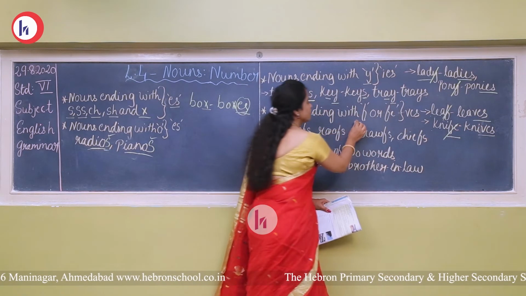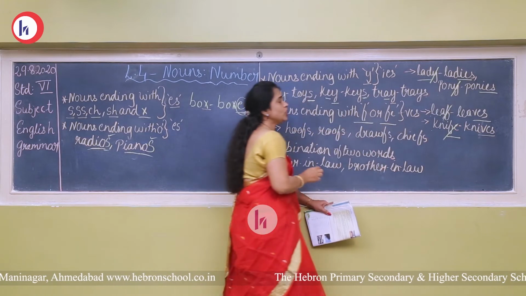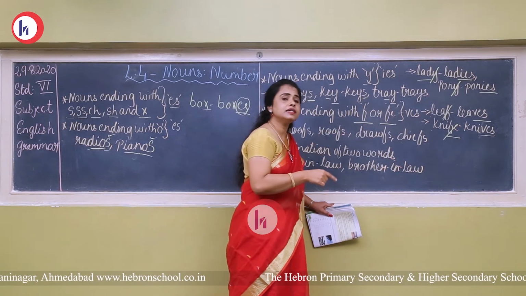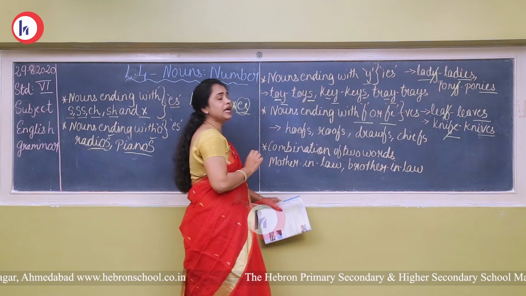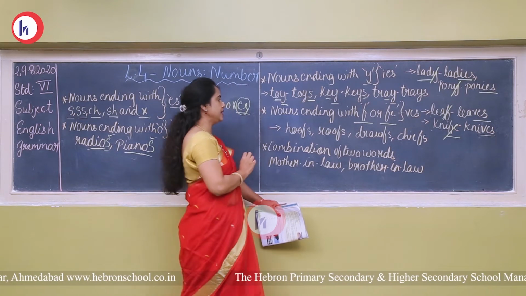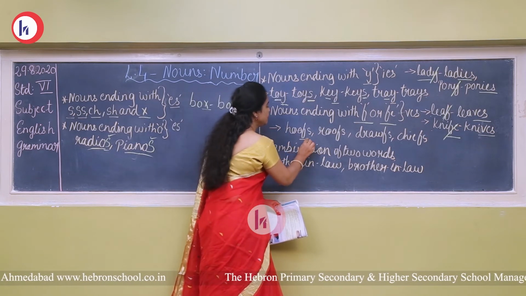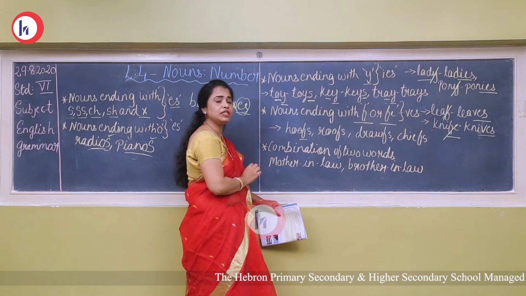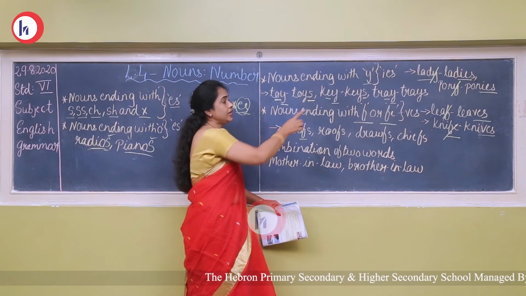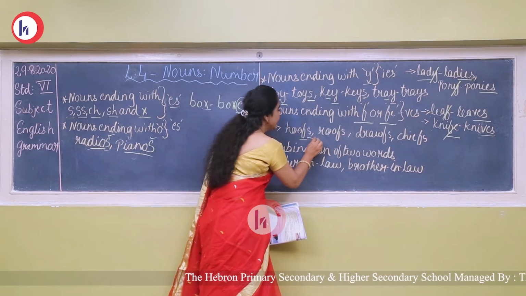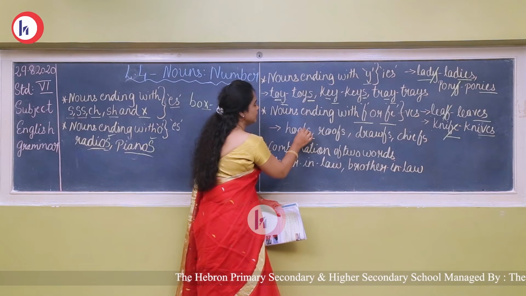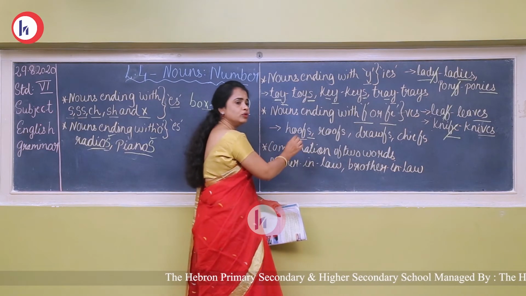So, I told you that for nouns ending with F and FE, you will omit those letters and then put VES. But then there are some exceptions to this rule too. That is, some nouns, though ending with F, don't follow that same rule. You are just putting an S. Though this noun ends with F, you are putting an S: hooves.